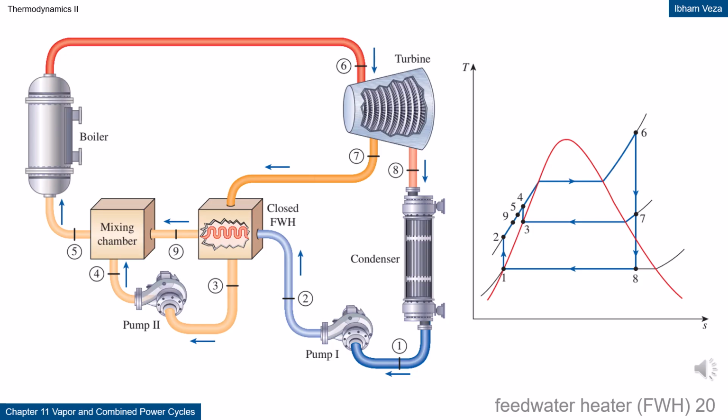Regenerative cycle with closed feed water heater diagram. In a closed feed water heater, steam and water do not mix directly. Heat is transferred through the heat exchanger wall. This allows better control of feed water quality. The system is usually combined with a mixing chamber and condensate traps. The main objective remains the same, which is to increase cycle thermal efficiency.